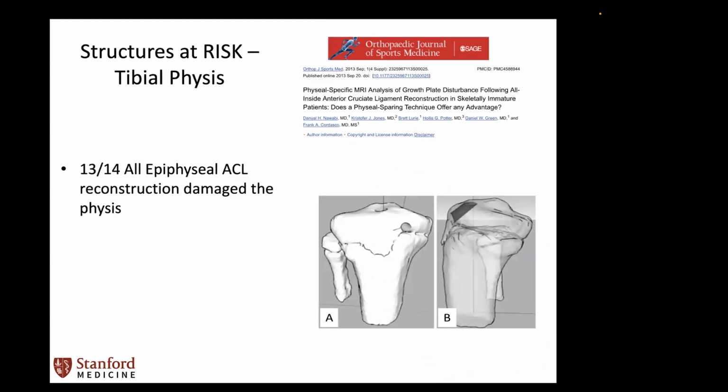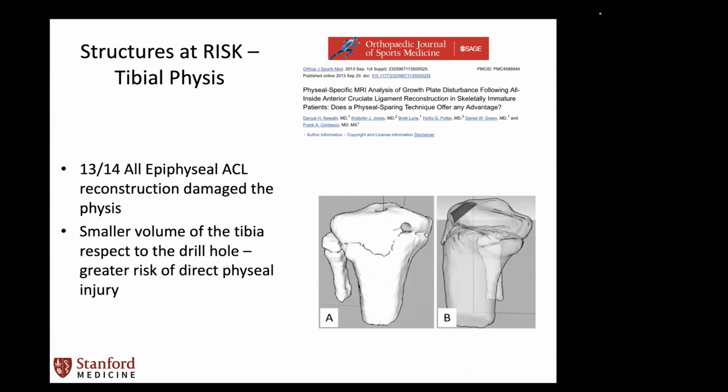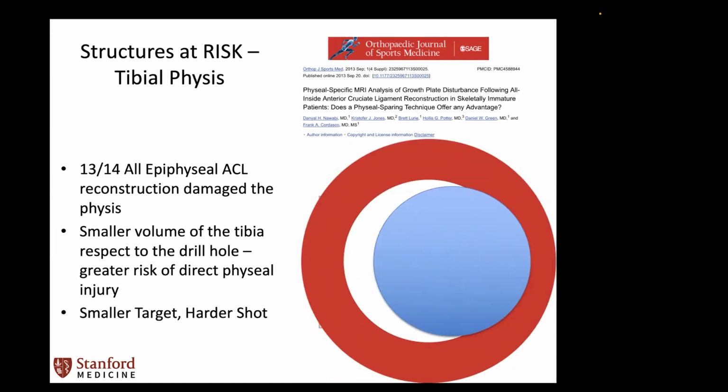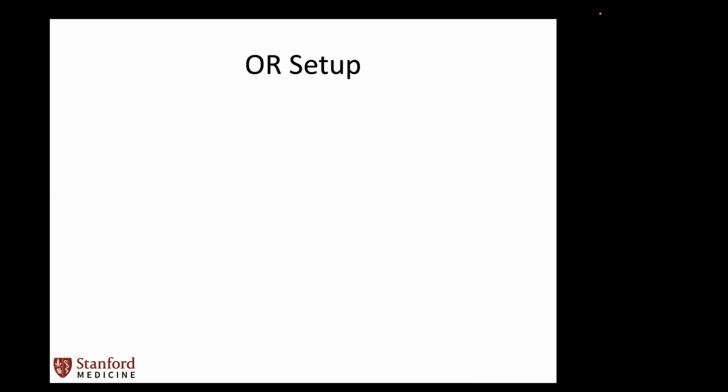The tibia, though, unfortunately, is the opposite. They looked at their first 14, and in 13 of 14 cases, they caused direct damage to the physis despite their attempts not to do so. I think that's partly because the tibial epiphysis is a smaller structure, and the drill hole, as a proportion of the epiphyseal size on the tibia, is much bigger. So it is a smaller target with a bigger bullet. It's harder to hit the center of the bullseye, and easier to hit the periphery of the bullseye or damage the growth plate.